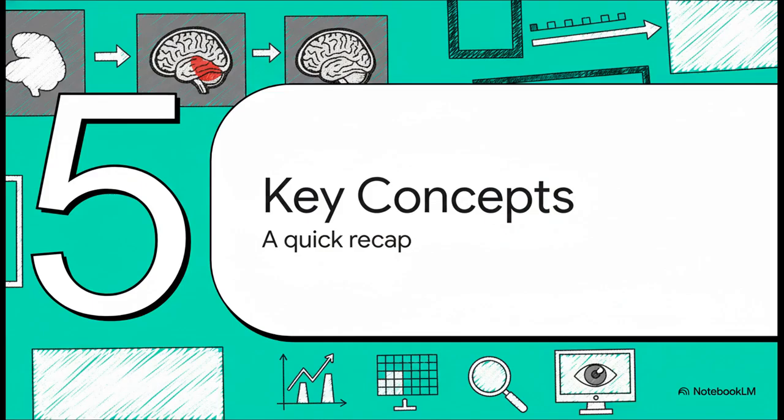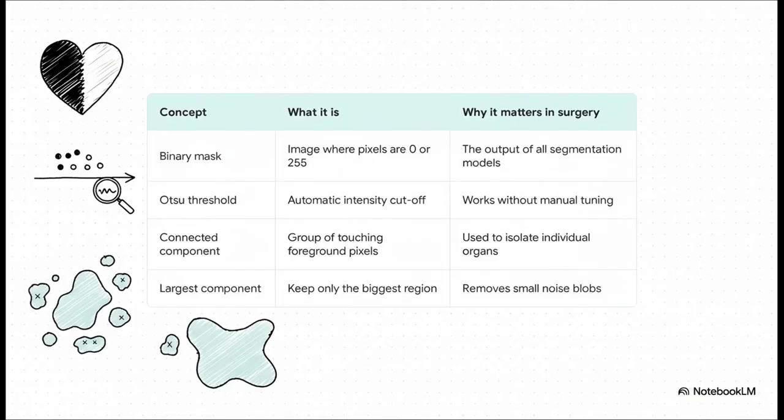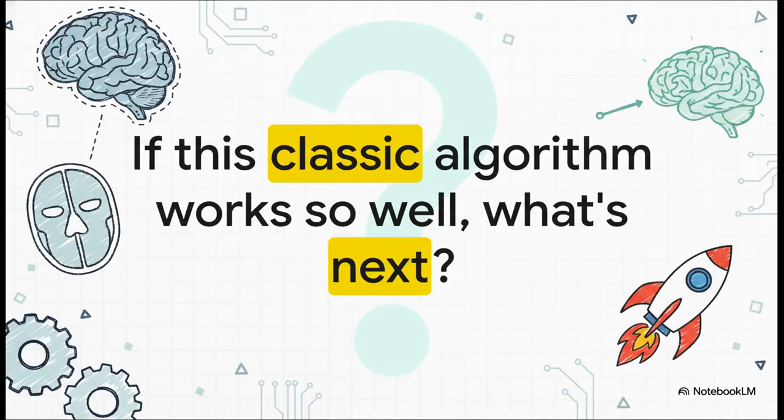So let's just do a quick run-through of the main ideas that got us here. We learned that a binary mask is our goal, that simple black and white image. We use the Otsu threshold to automatically find the best cutoff point without us having to do anything. Then we used connected components to find all the individual objects in our mask, which is essential for picking out one specific organ. And finally, we just kept the largest component as an easy and effective way to remove noise. So I'll leave you with this thought. This whole process, from a photo to a clean anatomical mask, was done using a classic algorithm that's been around for decades. If something this simple can get us a result this good automatically, it really makes you wonder, doesn't it? What's going to be possible as modern AI keeps getting better and better in medicine?